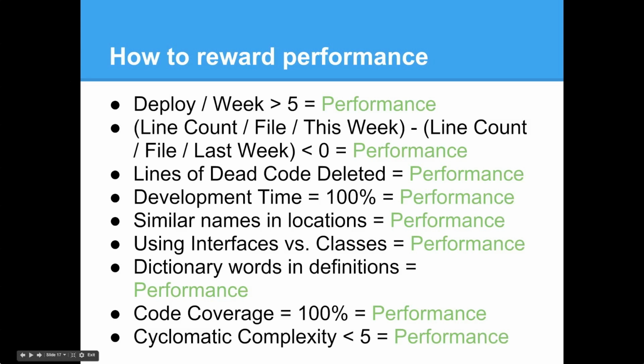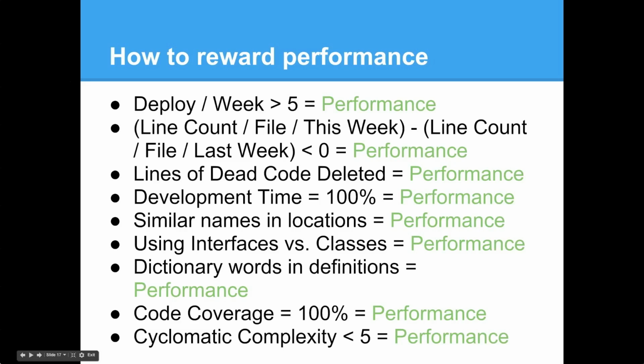Similar names in locations. This is a cohesion metric, and if you have high cohesion and it's evident from your automation, then that is a great metric. Using interfaces versus classes, that's a coherence metric, and it's great. Dictionary words in definitions. This means method definitions, variable definitions, and interface definitions all have dictionary words in them. That means that we're getting closer to more maintainable code through easy to read code.